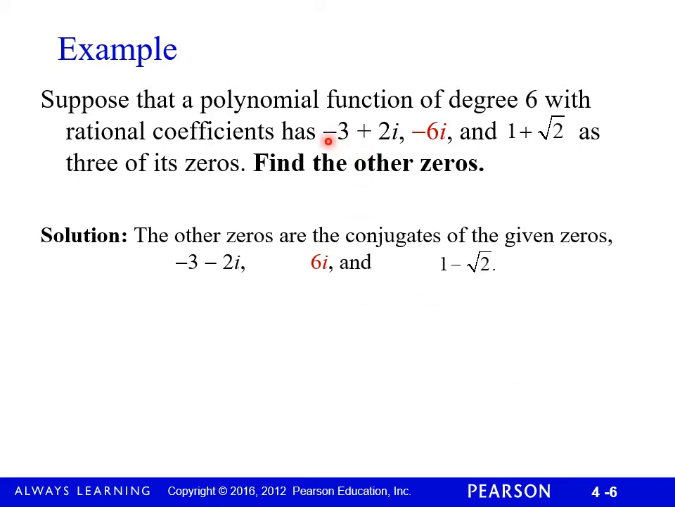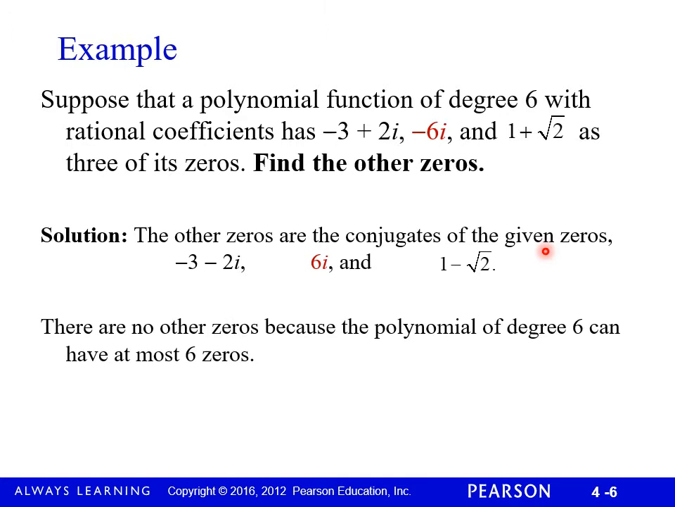So for the first zero, we get negative 3 minus 2i because we had plus 2i. Negative 6i is like 0 minus 6i, so we get plus 6i because this is like 0 plus 6i, or positive 6i. 1 plus the square root of 2, its conjugate is 1 minus the square root of 2. And so those are the other zeros. And it can't have any more because it's degree 6, and the most zeros a degree 6 can have is 6.